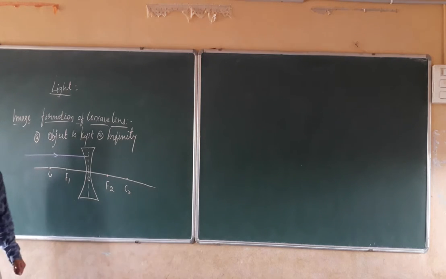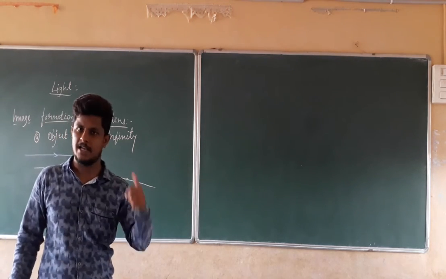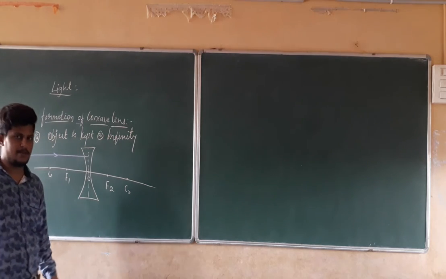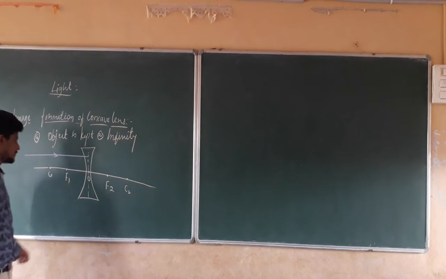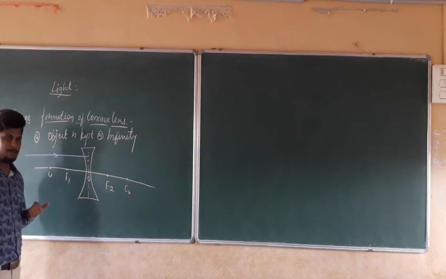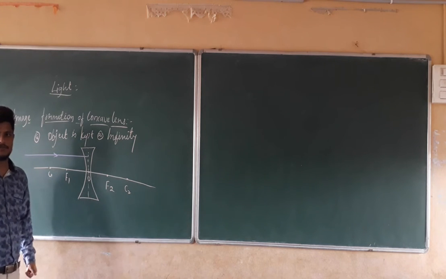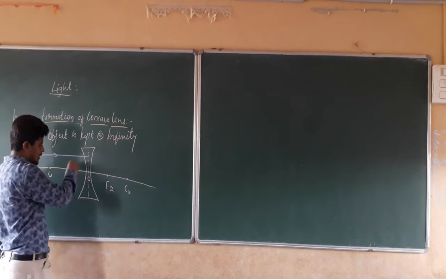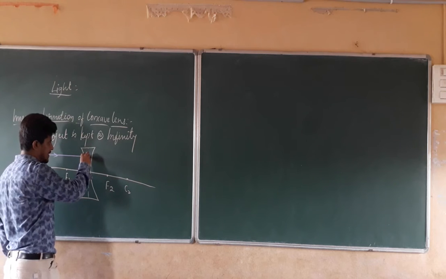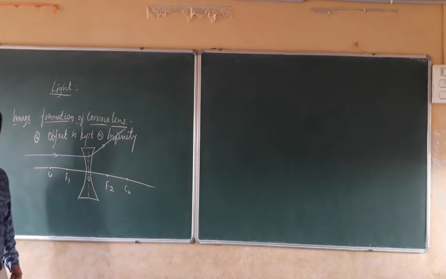Now what happens in case of a concave lens? If you remember the tips for drawing ray diagrams in case of convex lens and concave lens, what happens? The light ray which is coming parallel to the principal axis, what happens to that light ray? On refraction, it is going to diverge from the lens like this, in this direction it is going to go.